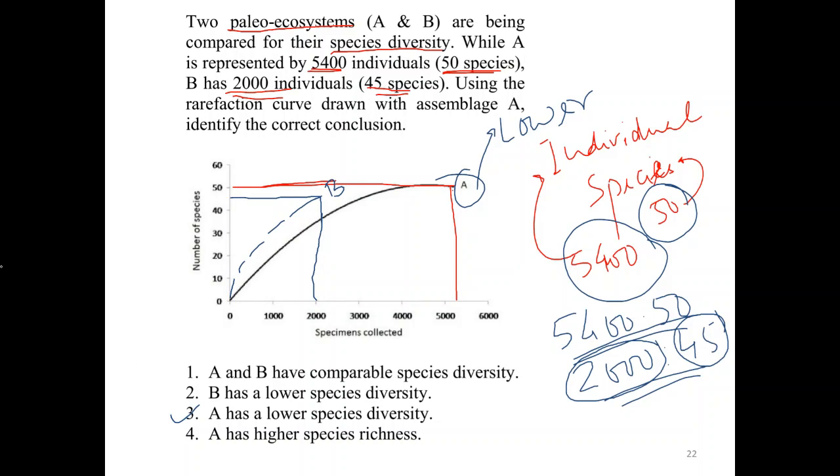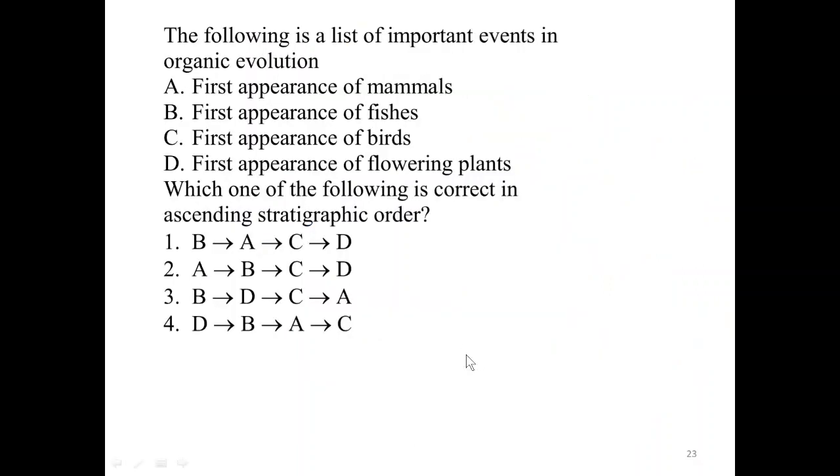Okay. All right. Let's go to the next one. The following is a list of important events in organic evolution. First appearance of mammals, first appearance of fishes, first appearance of birds, first appearance of flowering plants.